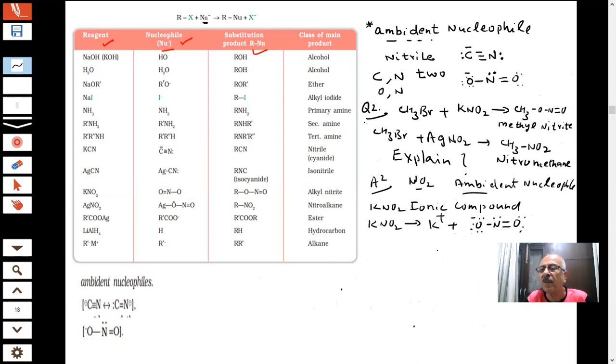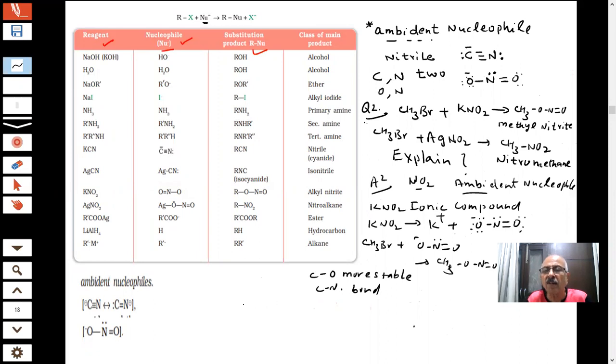Now in this case, what will happen? The double bonded oxygen is not going to form a bond because it's already double bonded, so it is either this or this. So here CH3Br plus O... oxygen forms the bond. The carbon-oxygen bond is more stable than the carbon-nitrogen bond. Therefore CH3-O-N double bond O is formed. This is nitrite.